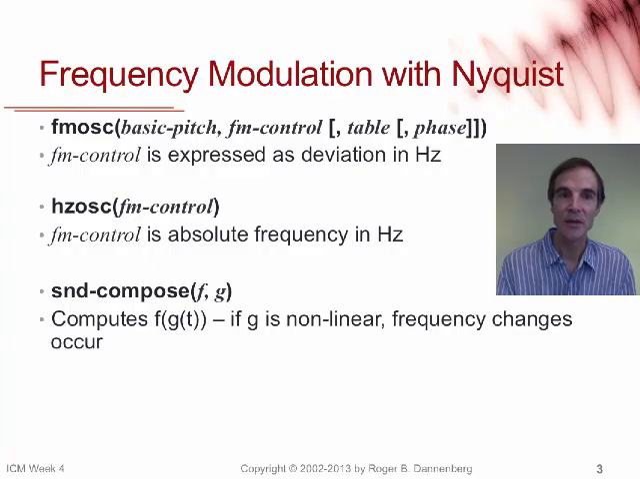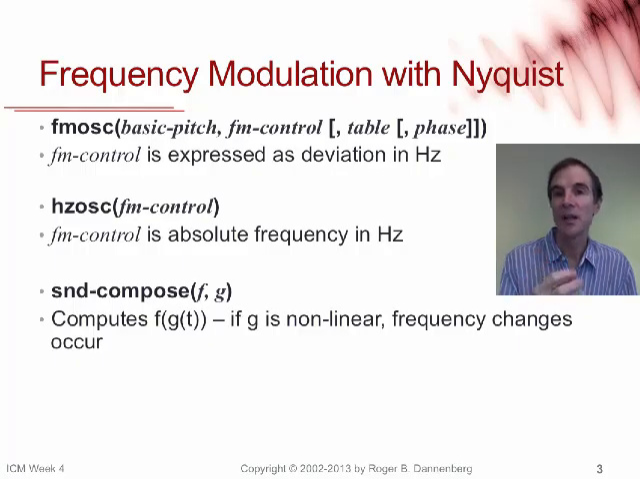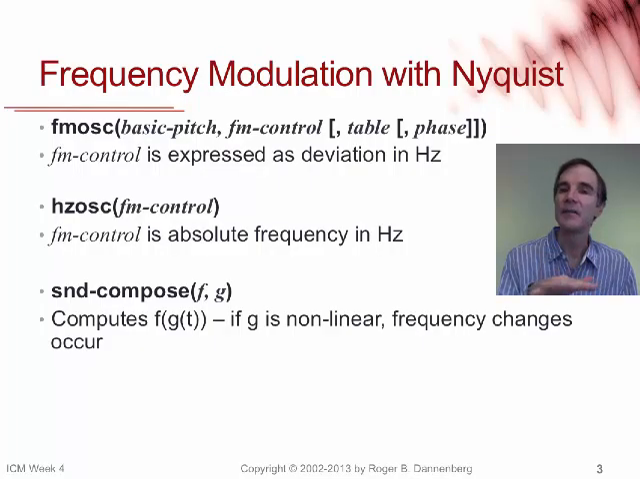normal Osc unit generator. The second method is Hertz Osc, which is similar to FM Osc, but rather than giving a basic pitch in steps and a frequency control in offset, you just give one parameter, which is the absolute frequency that you want. And this parameter can either be a number, so you get a fixed frequency in hertz, or it can be an envelope or a more complex function that gives the changing frequency over time.